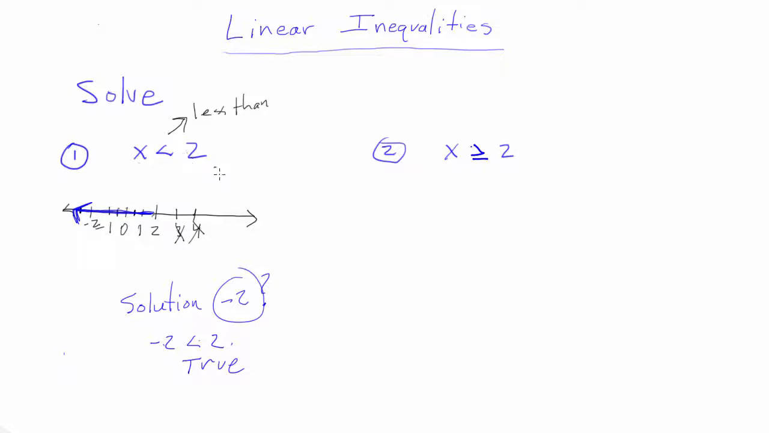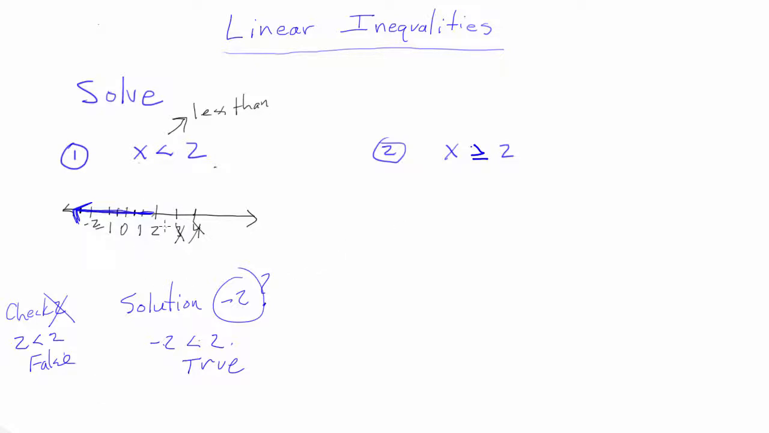Well, what about 2 itself? Let's check, is 2 a solution? So now we're checking the number 2 itself, and let's plug that in. So we have 2 less than 2. Now, if this were an equal sign, everything would be great. 2 does equal 2. But is 2 less than itself? And actually, it's not. That's false. A number is never less than itself. It's never greater than itself either. It's only equal. So this statement is actually false, which means that 2 is not a solution of this inequality.